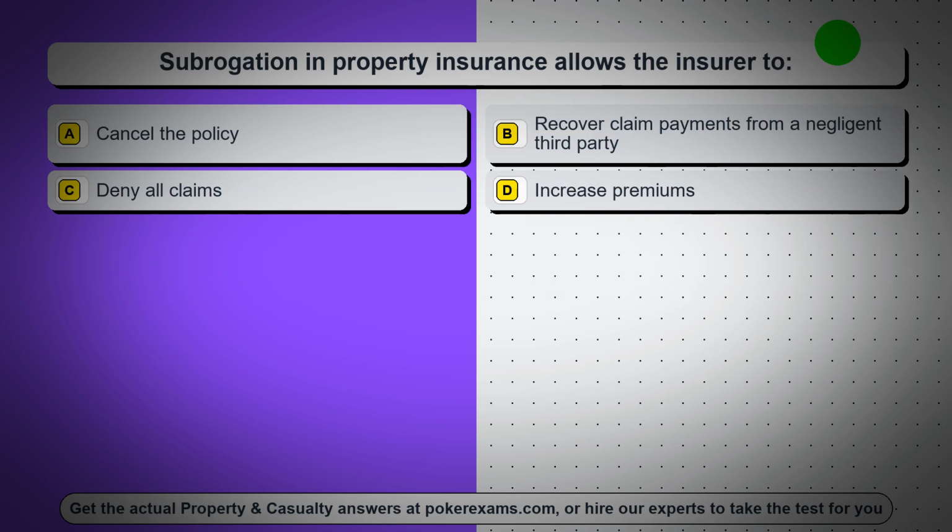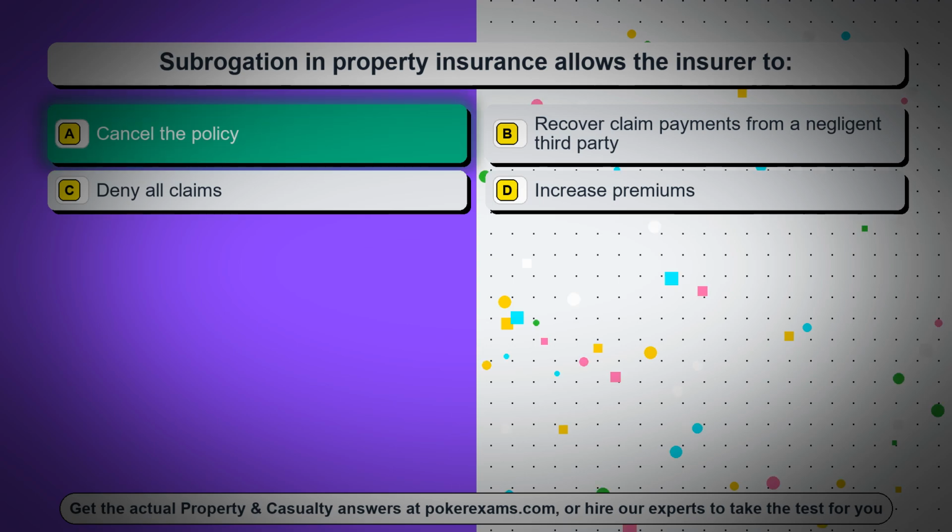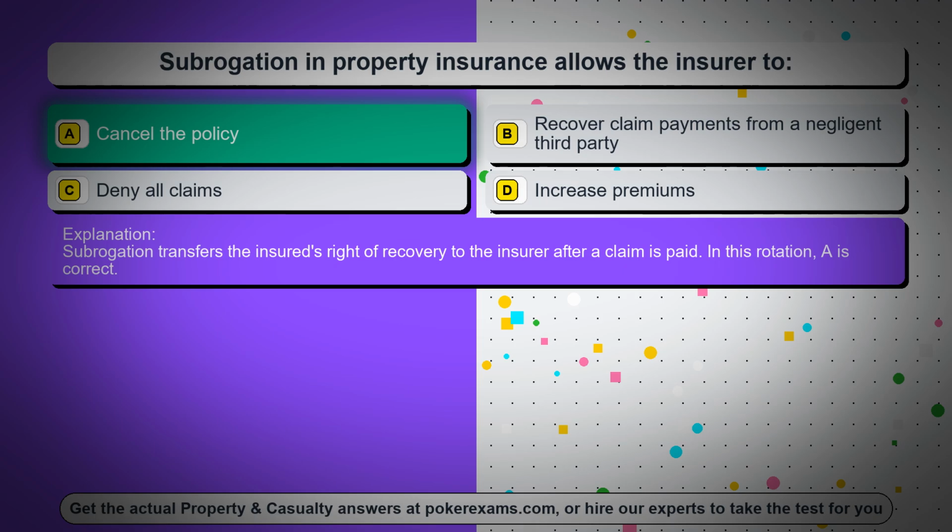Question 12. Subrogation in property insurance allows the insurer to: Option A, cancel the policy. Option B, recover claim payments from a negligent third party. Option C, deny all claims. Option D, increase premiums. The correct answer is option A, cancel the policy. Subrogation transfers the insured's right of recovery to the insurer after a claim is paid.